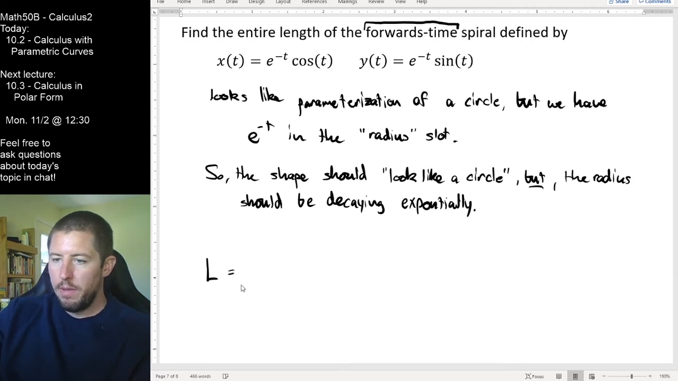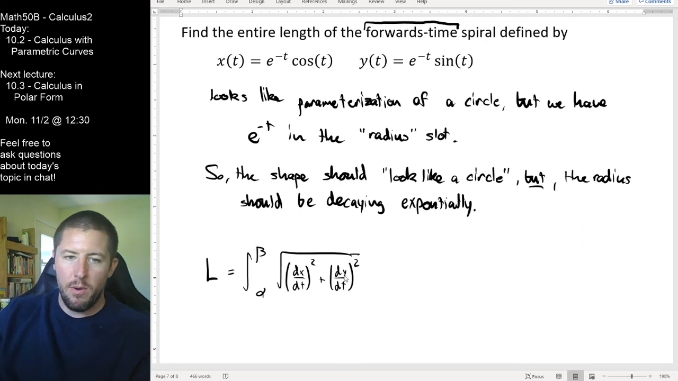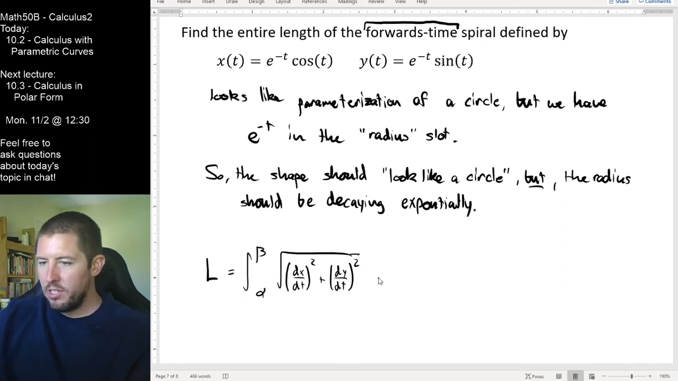So our arc length should be the integral from alpha to beta of the square root of (dx/dt) squared. The other thing I really like about formulas like this is you don't even have to remember orderings here, because addition can happen in either order. You just throw the pieces in there.